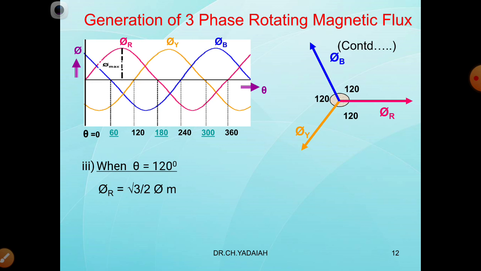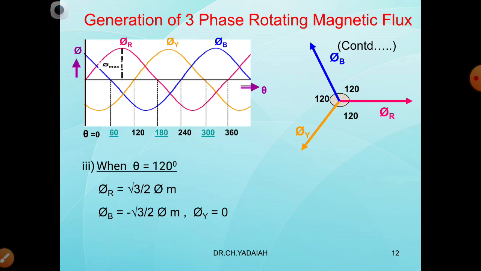Now coming to the another phase. What is the phase? B phase. Now what is the value? So at that 120 degrees, B becomes a negative value. Simply substitute the 120 degrees. Phi B is equal to phi m sin theta minus 240. Now substitute theta is equal to this value, 120 degrees, and 120 minus 240 becomes minus 120 degrees. That is equal to minus sin 30.